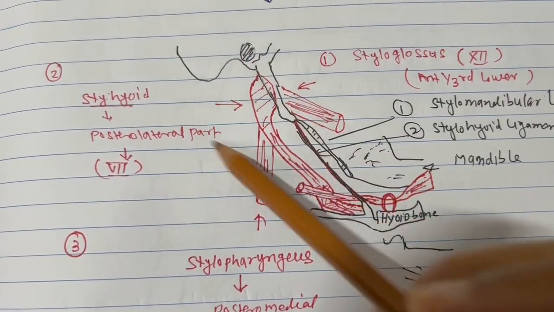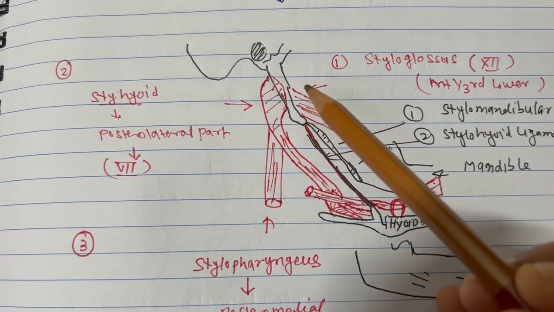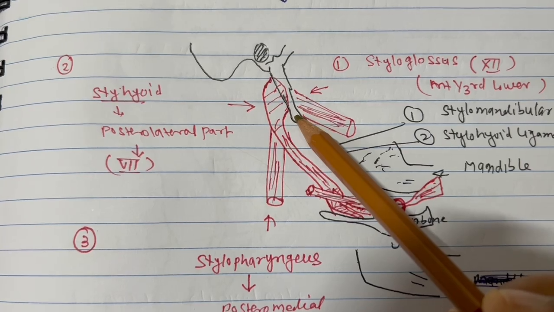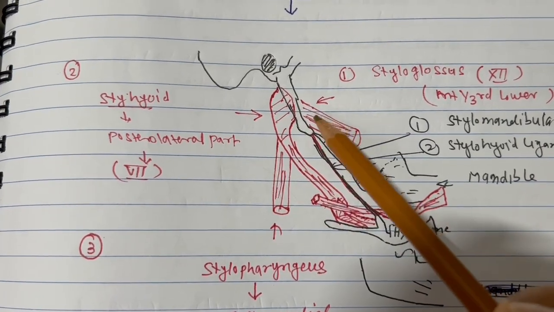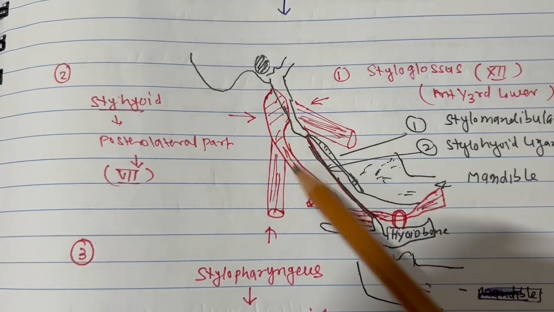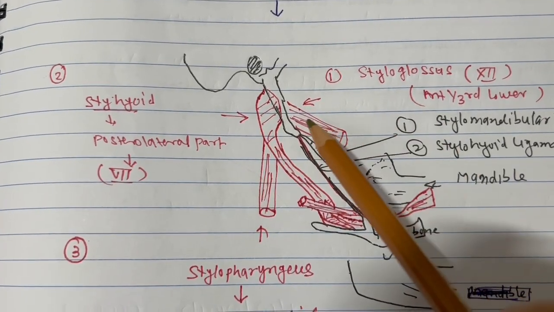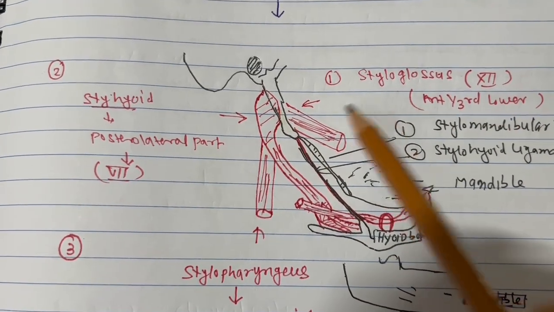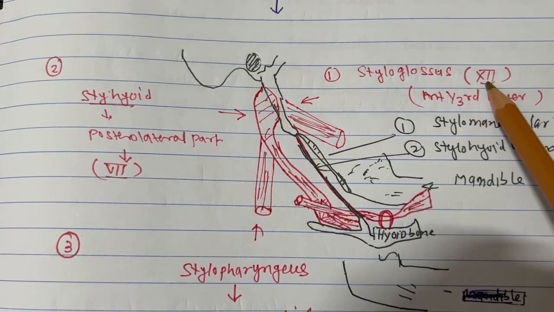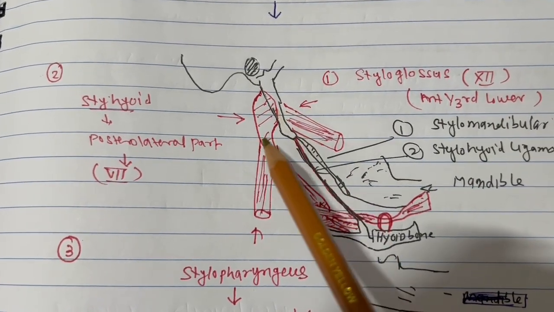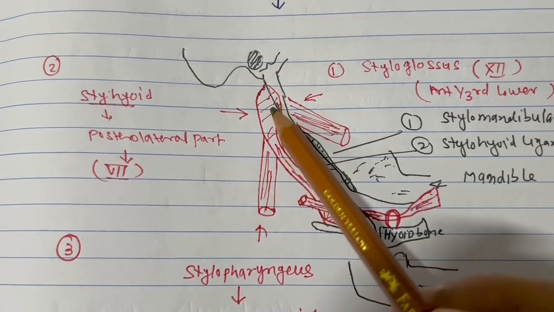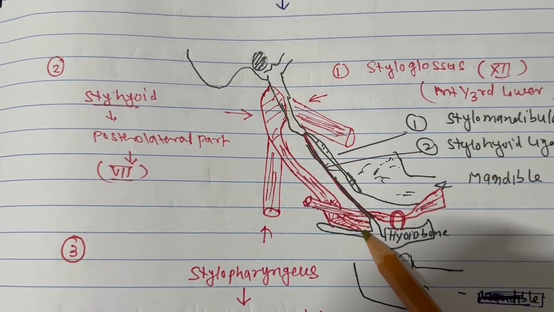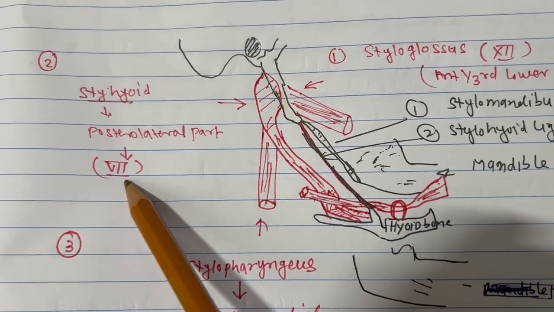So this is Riolan's bouquet. You can see this is the skull base. This is the styloid process. There are three muscles arising from this styloid process. Anteriorly, from the lower one third, is the styloglossus muscle, which goes to the tongue and is supplied by the hypoglossal nerve. The second muscle is the stylohyoid, going from the posterolateral part of the styloid process to the body of the hyoid bone, supplied by the facial nerve.